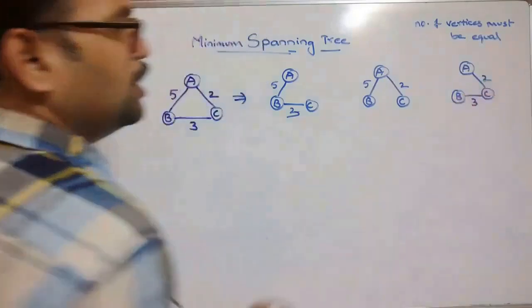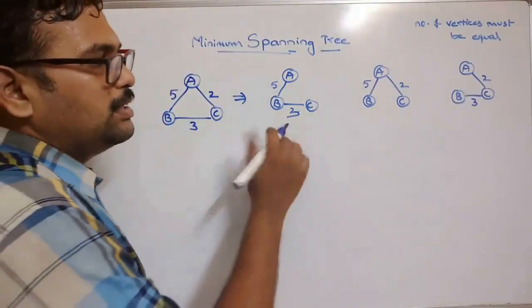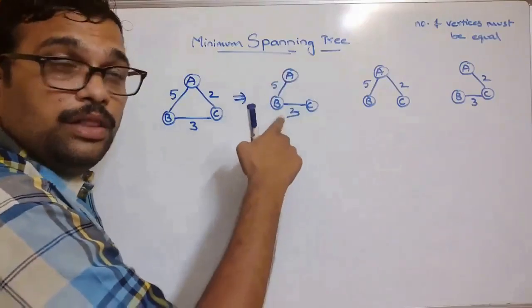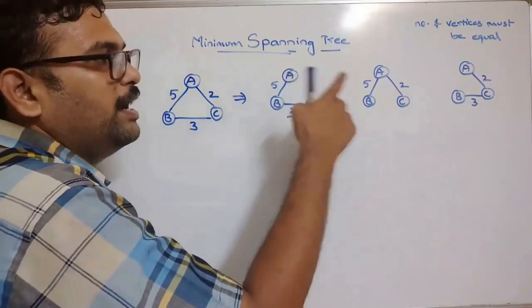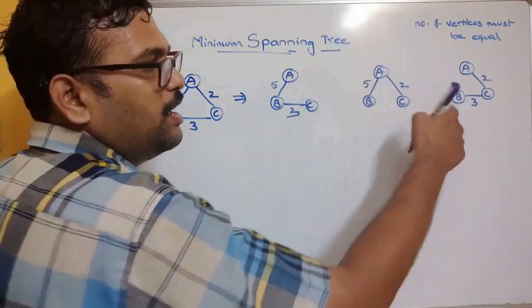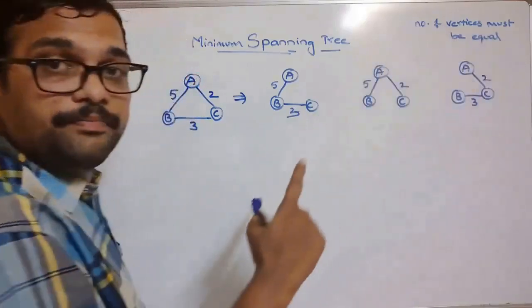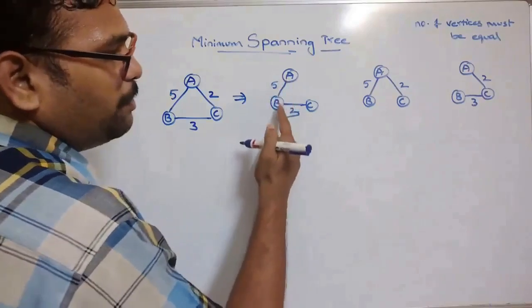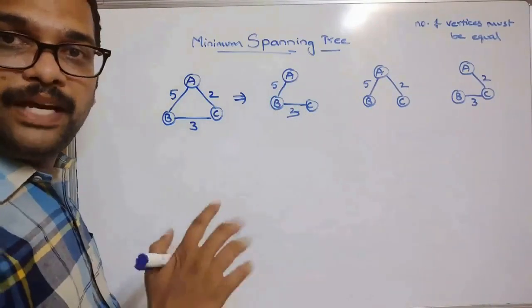Now you can observe here all the vertices have been connected, and here also all the vertices have been connected, and here also all the vertices have been connected, right? So here you can see there is an edge A to B, B to C. There should not be a cycle, right?